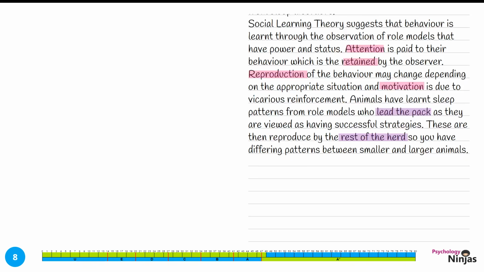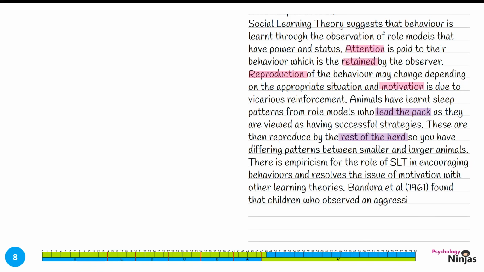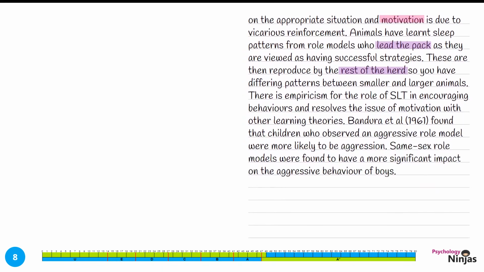It's now time to evaluate social learning theory. There is empiricism for the role of social learning theory in encouraging behaviours and resolves the issue of motivation with other learning theories. Bandura et al. 1961 found that children who observed an aggressive role model were more likely to be aggressive. Same-sex role models were found to have more significant impact on the aggressive behaviour of boys. Again, we've talked about the role of motivation here, and we've used our research evidence. We've focused on Bandura, and again, it's really important that we focus on specific findings, so about same-sex role models and the aggressive role model, rather than giving a description of that procedure.